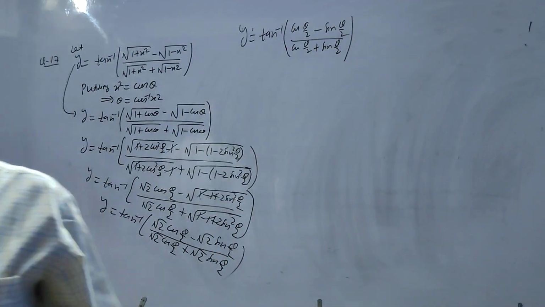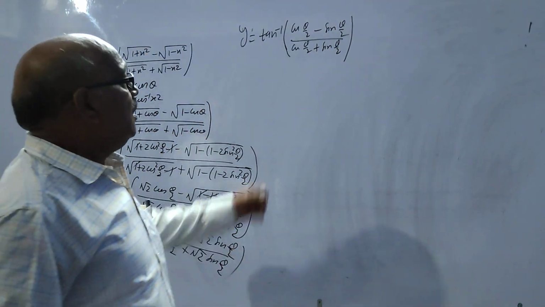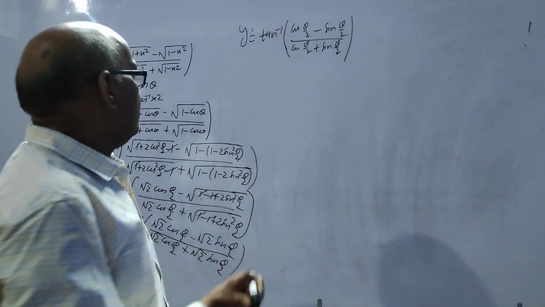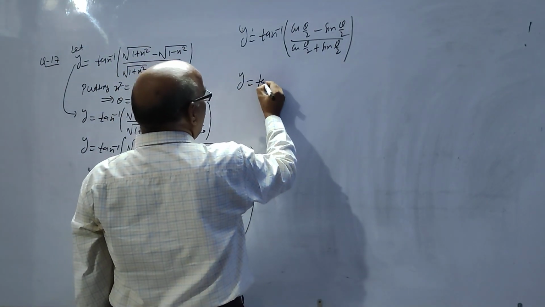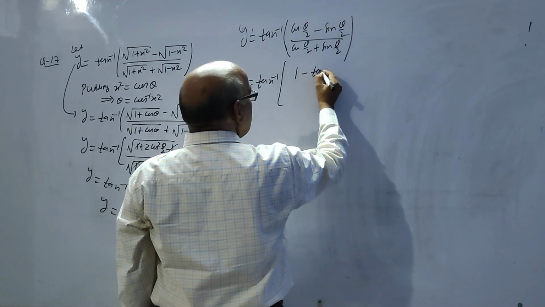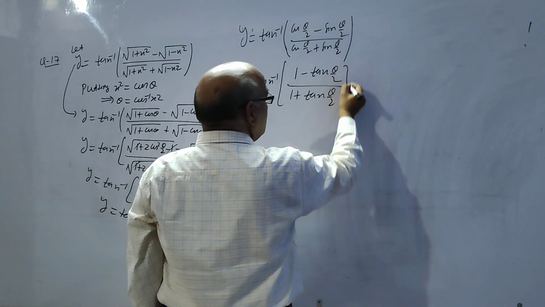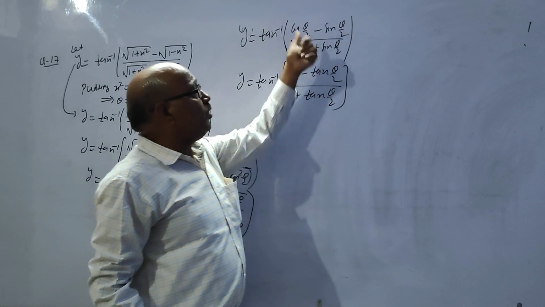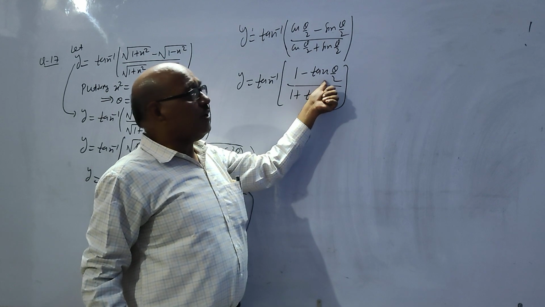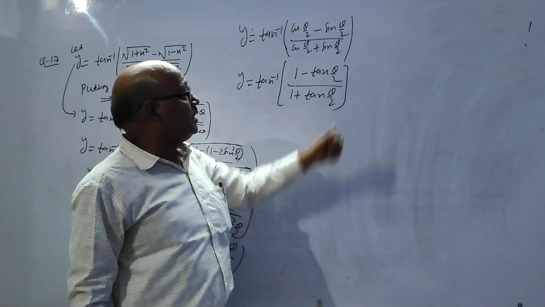Now divide numerator and denominator by cos theta by 2, because sin theta upon cos theta is equal to tan theta. So here it is cos theta by 2 and sin theta by 2. Dividing numerator and denominator by cos theta by 2, what we have, y is equal to tan inverse of 1 minus tan theta by 2 upon 1 plus tan theta by 2. When you divide the numerator cos theta by 2 by cos theta by 2, it is 1. When sin theta by 2 is divided by cos theta by 2, that is equal to tan theta by 2. Similarly here also 1 plus tan theta by 2.